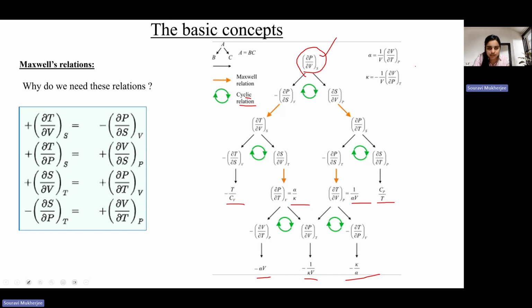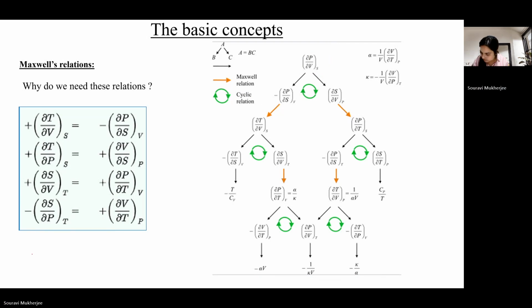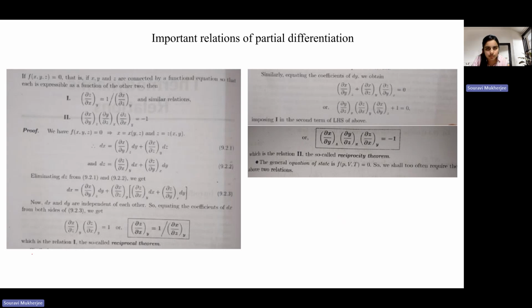Now, an important part of this kind of calculation is the properties of partial differentials. In partial differentiation, there are two important things: one is the cyclic relation, another is the reciprocal relation. So we will briefly discuss that as well. These are some of the important relations of partial differentiation.